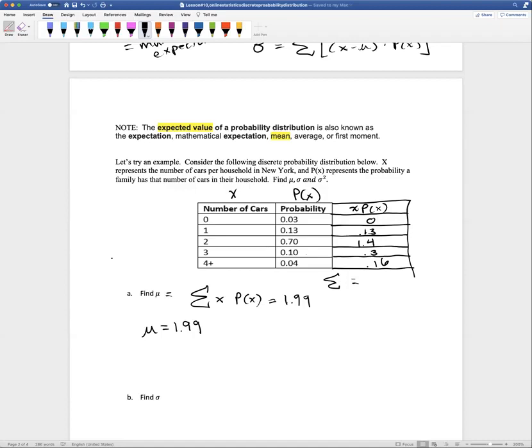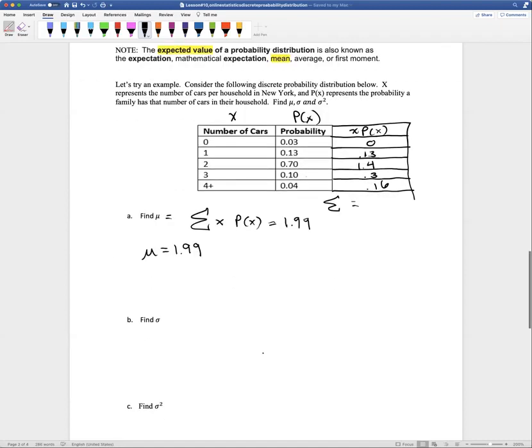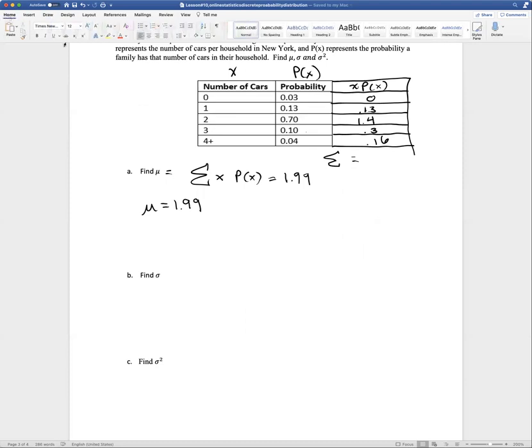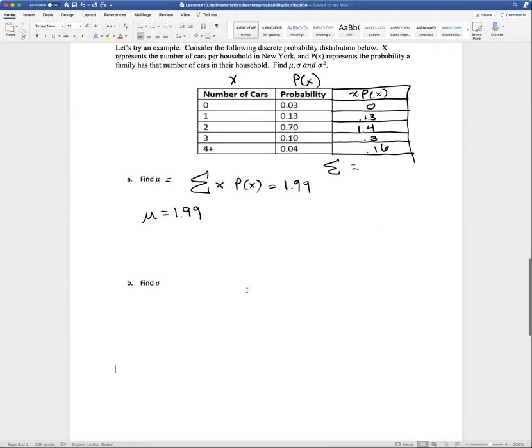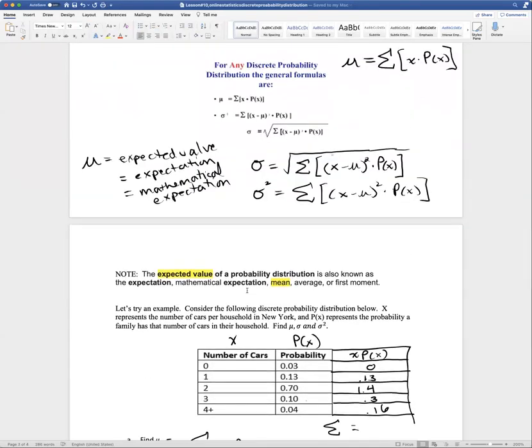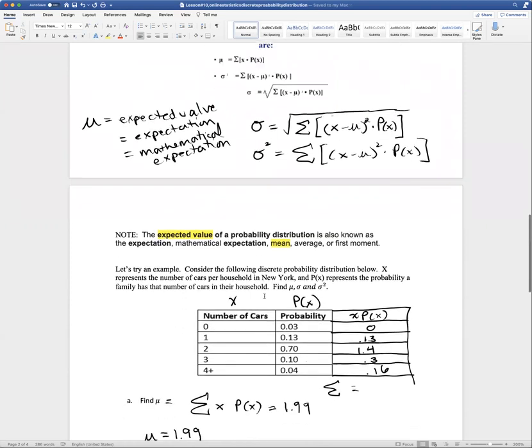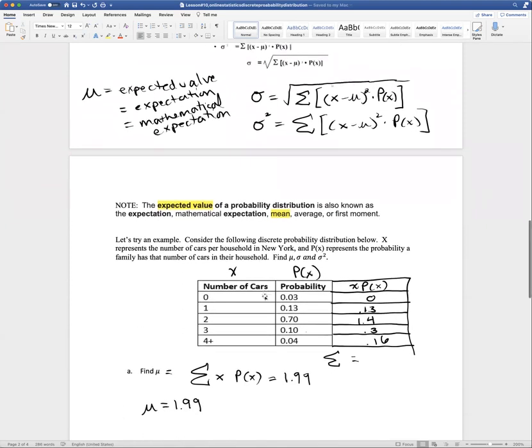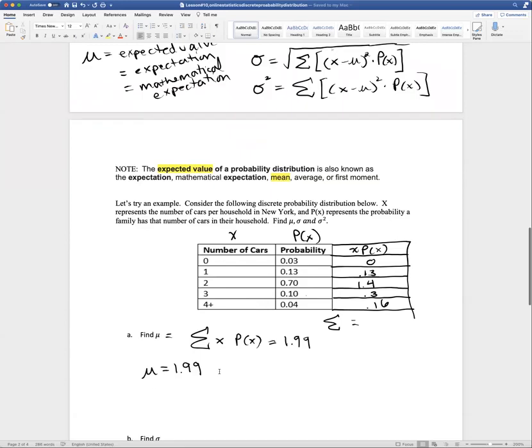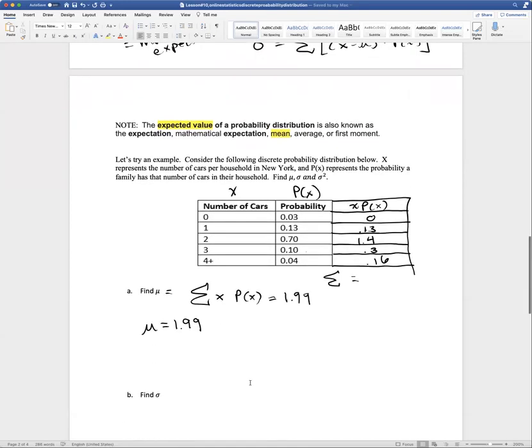Now here comes the more interesting part. I don't want to say it's complicated, just a little more interesting, because we have a little bit more work to do when we're finding the standard deviation. So I'm going to start off by going back up to the formula for standard deviation. Sum of x minus mu. First of all, we know what mu is, right? Mu is 1.99. We figured out the mean is 1.99.